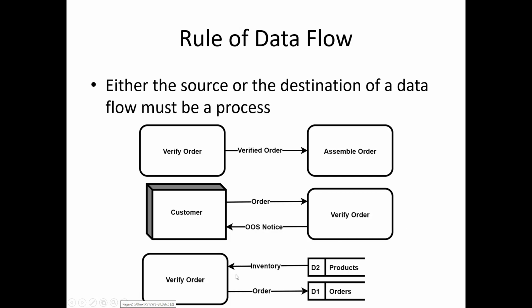We have another example. In this example, this process communicates with data stores. Actually, it communicates with two data stores. For the first data flow, it retrieves information regarding inventory level from the products data store. On the other hand, it also inserts new order information into the orders data store.